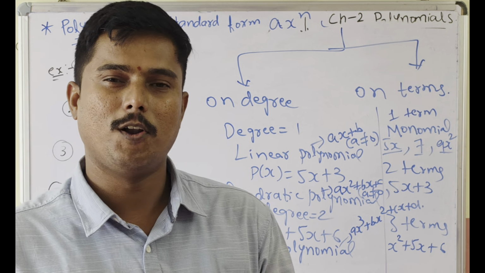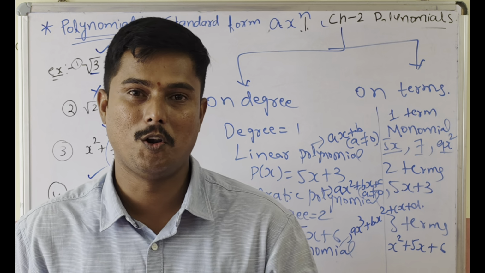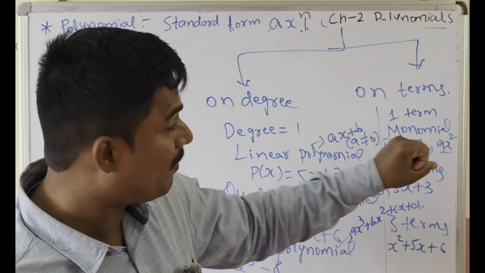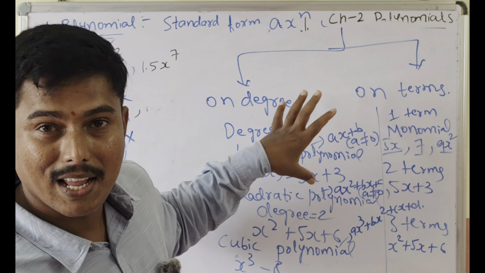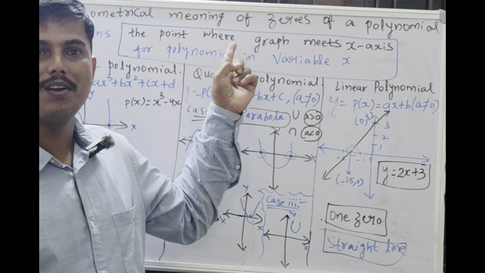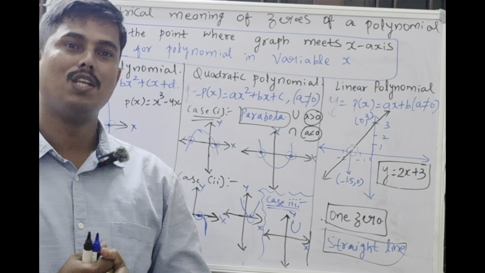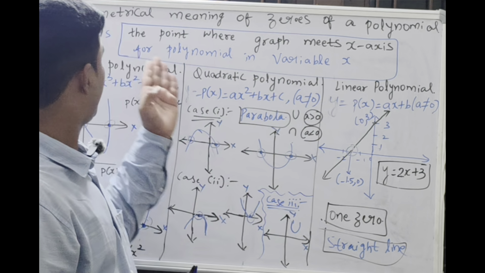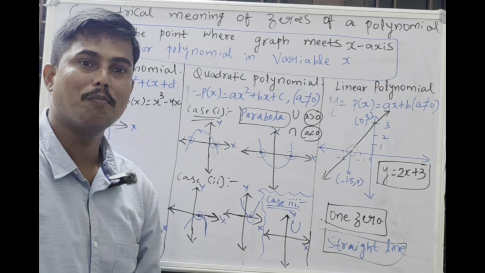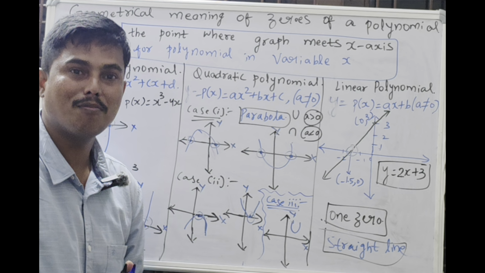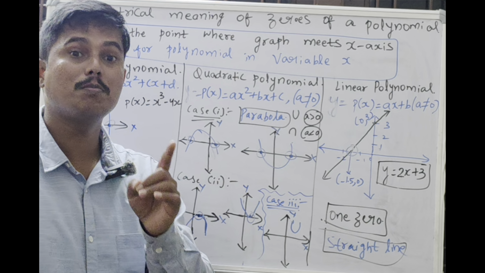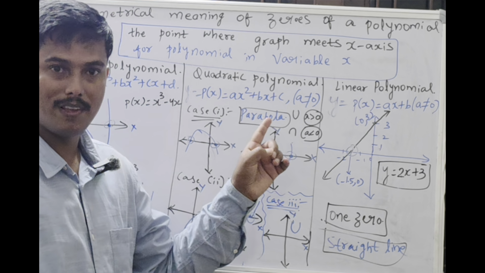So this is about the polynomial definition. What are we going to learn in this chapter of polynomials? On the basis of degree, on the basis of terms, and we are going to focus on the basis of degree in this particular chapter. We are going to learn geometrical meaning of zeros of a polynomial. So what is the meaning of geometrical meaning of zeros of a polynomial? It is the point where graph meets the x-axis, for a polynomial in variable x.